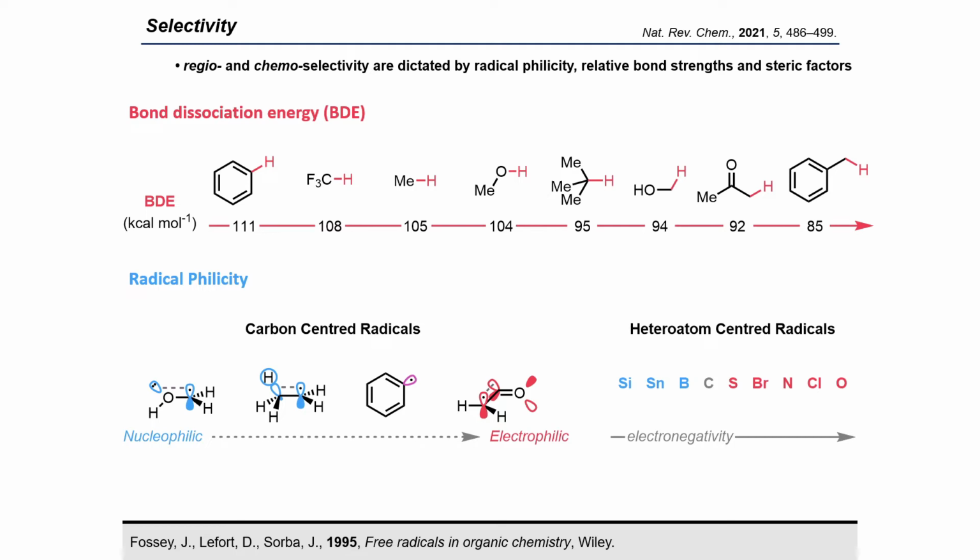However, the elements shown in red on the right-hand side of the screen are more electronegative than carbon and therefore display electrophilic characteristics. An understanding of bond dissociation energies and radical philicity, as we've discussed, can be helpful when predicting and rationalising the selectivity of radical reactions. This is particularly important in the context of complex molecular systems for controlling chemo and regioselectivity.